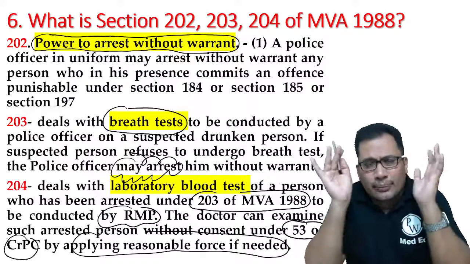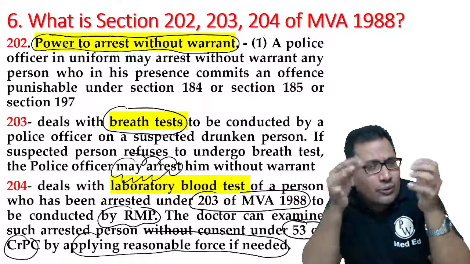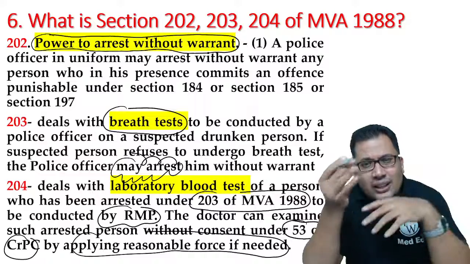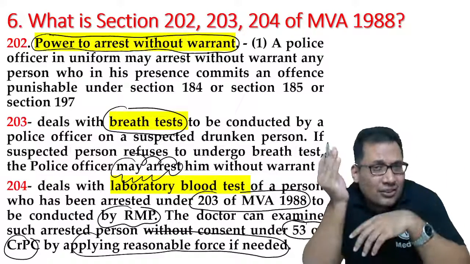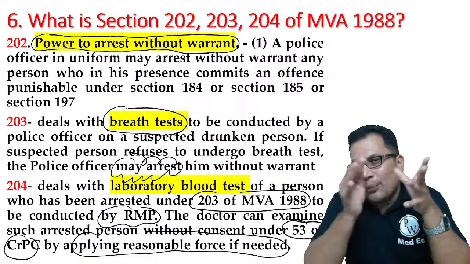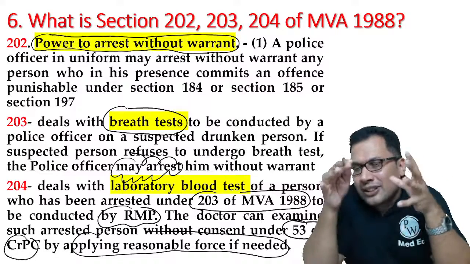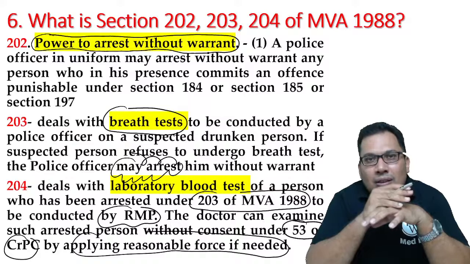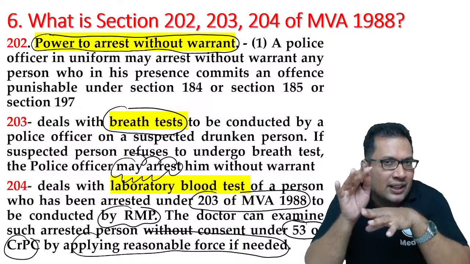So, in simple words, you can remember: 202, power to arrest without warrant; 203, related to the breath test; 204, laboratory test, laboratory examination even without consent of the patient, under Section 53 CrPC.